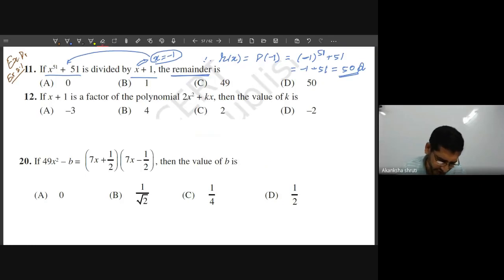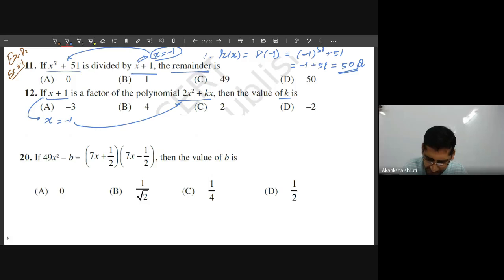Now coming to question number 12, x plus 1 is a factor of this. The same question we were doing. From here you have to calculate x equals -1, and substitute this here, and then this has to be equated to 0. That means 2(-1) square plus k(-1) becomes 0. Then only it will be called a factor. That is the meaning of the factor theorem.